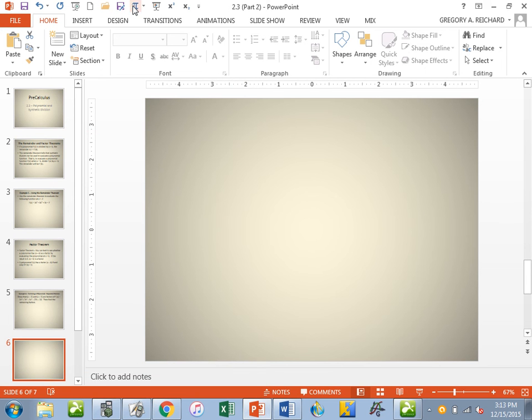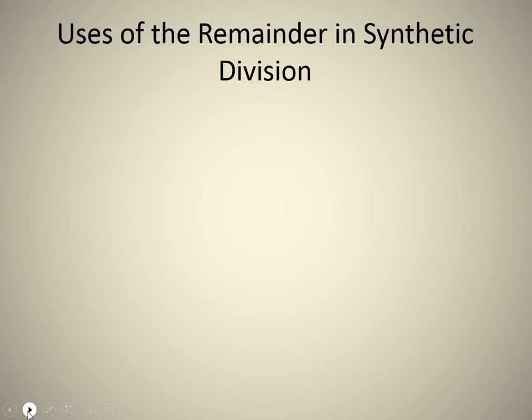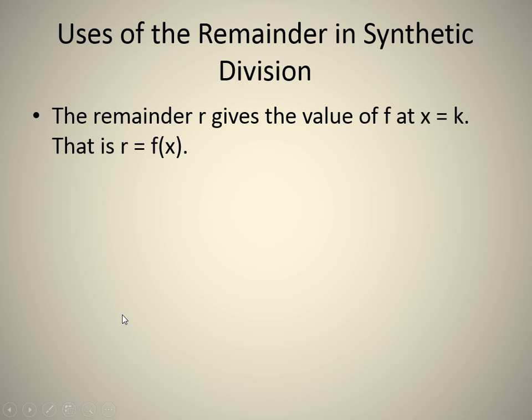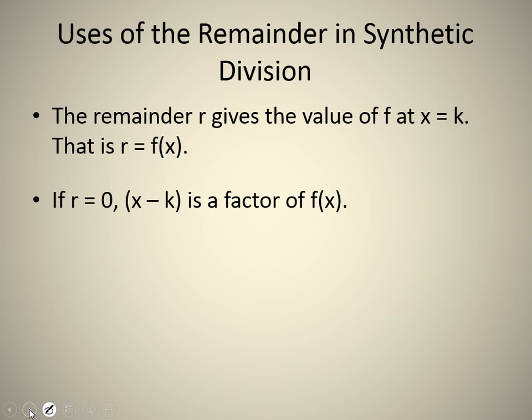So just finishing up with a few things involving the uses of the remainder in synthetic division. Just remember that the remainder r gives the value of f at x equals k, and that's what the remainder theorem basically says: the value that you get when you substitute that number in for x is the remainder when you're doing the synthetic division. Also, if the remainder is 0 when you do synthetic division, that means that x minus k is a factor of the function.